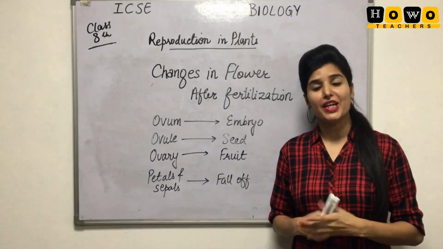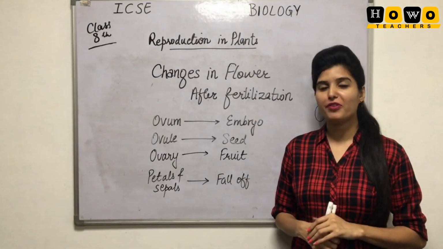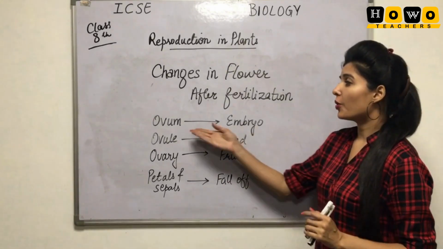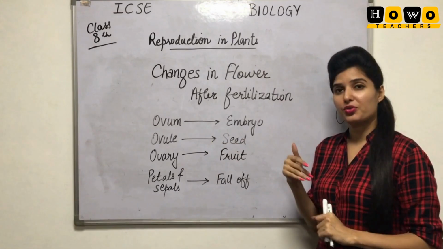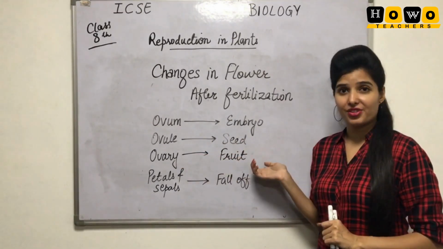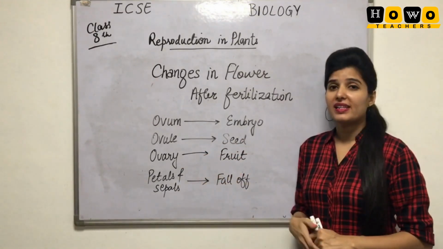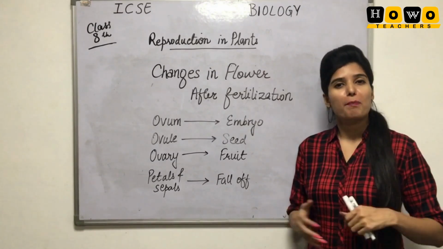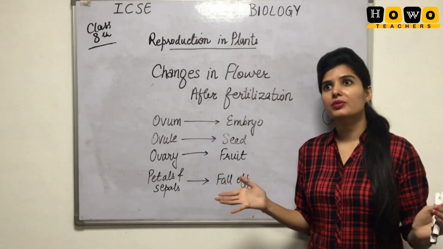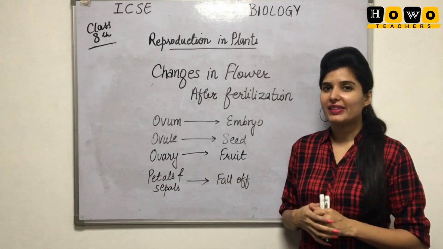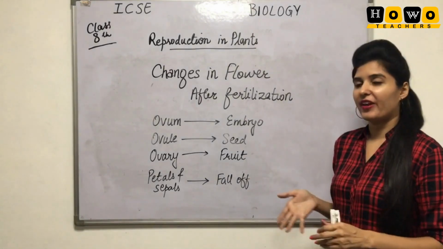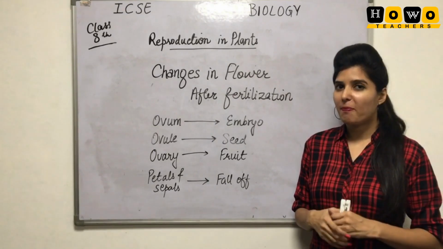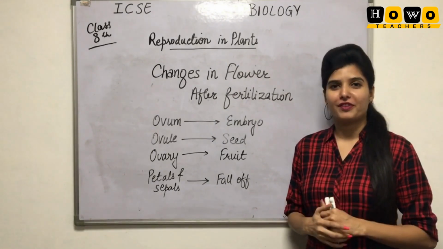Now let us see what all things are formed after fertilization. The ovum changes into embryo, ovule changes into seed, ovary changes into fruit, petals and sepals fall off. But in case of tomatoes and chilies, petals and sepals remain intact. So this is the fate of all the different parts of a flower after fertilization.